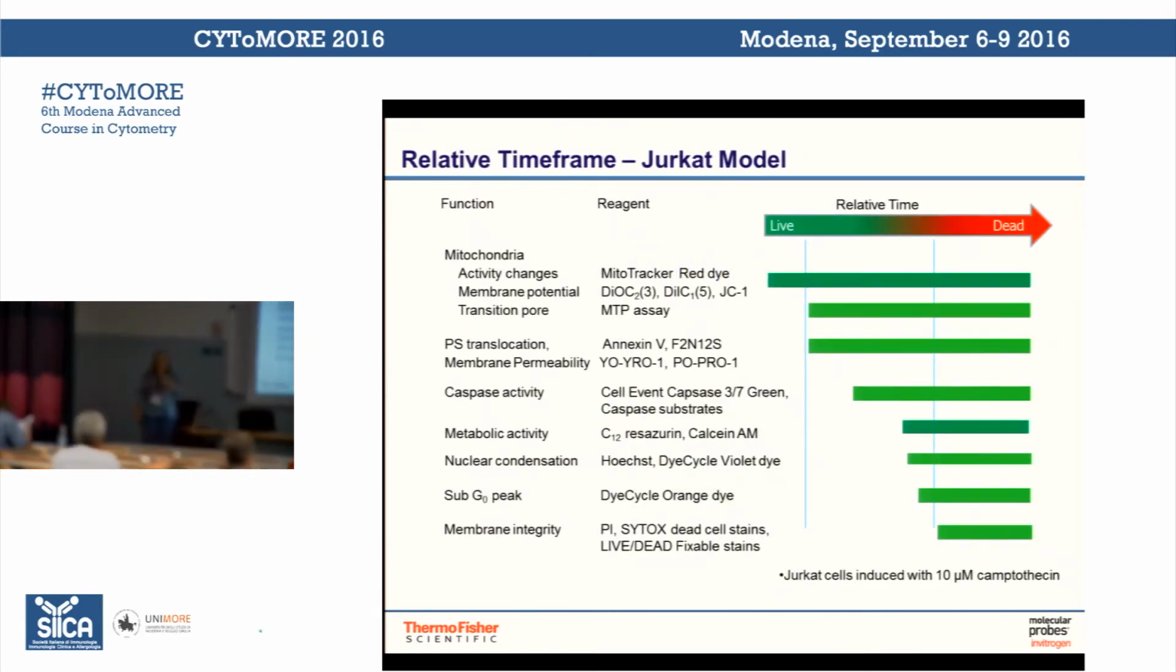So, apoptosis. Don't worry, I'm not going to talk about all of these. But there are a number of different reagents that can be used for the detection of apoptosis. There are the earlier mitochondrial probes, then membrane permeability, translocation, caspase, and finally, at the end here, membrane integrity. Each one of your particular systems will have its own course.